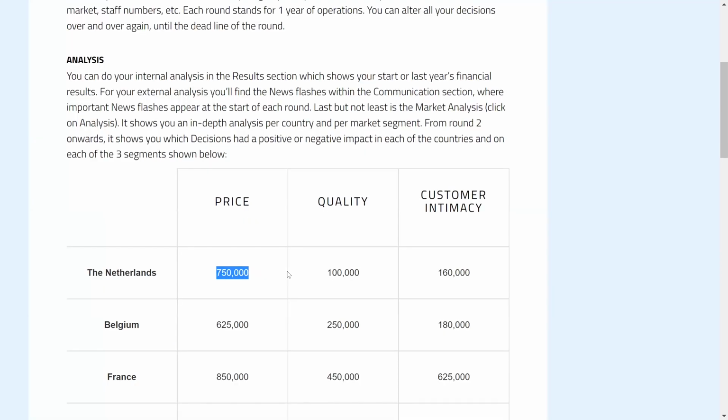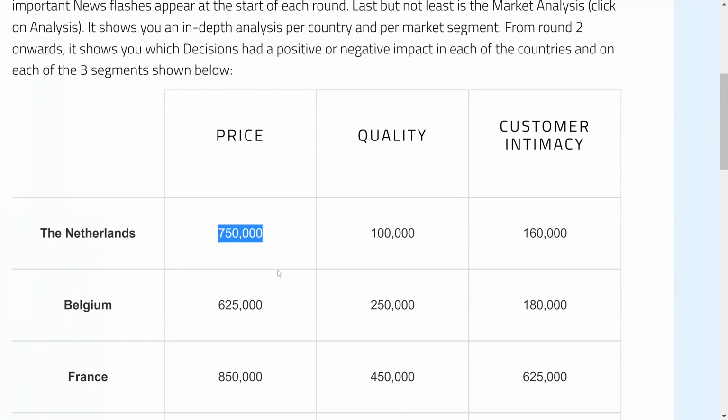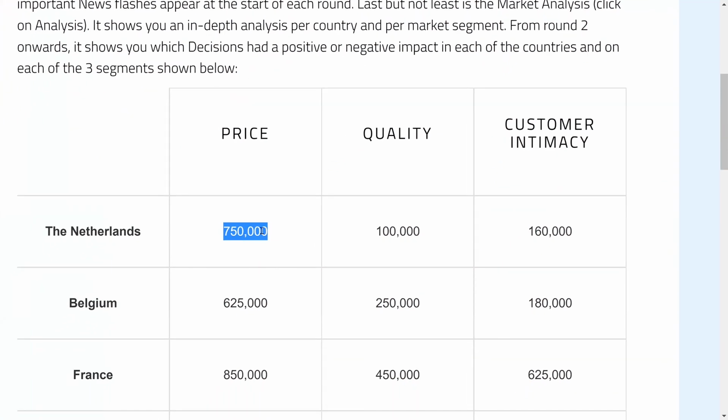So let's go over these numbers so you know what they mean. We can find these numbers if we go to the decisions of the Netherlands as well. Let me first explain them. In all of the countries, you'll find 3 customer segments. The price segment, these customers are really sensitive to price. So if you increase your quality and price by 10%, likely these guys are not too happy with you. They are so sensitive to price.